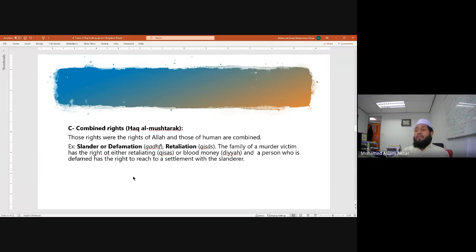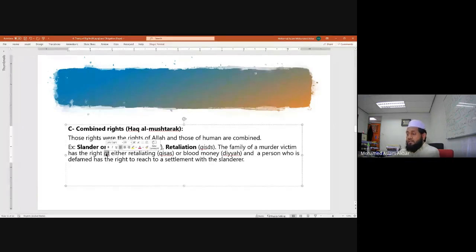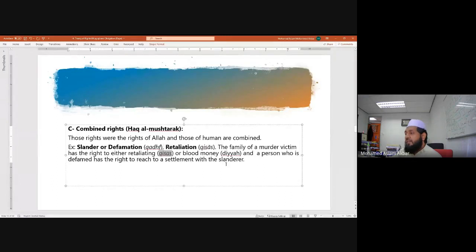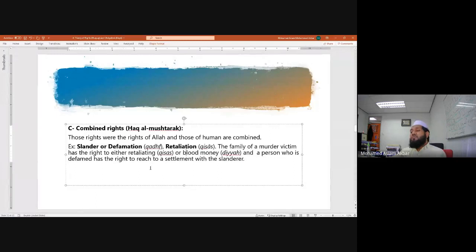Let me explain. This is what we call slander or defamation. In Arabic it is called qadhf. And then there is retaliation. In Arabic it is called qisas. The family of a murder victim has a right to either retaliation, qisas, or blood money, diya. And the person who is defamed has a right to reach a settlement with the slanderer.